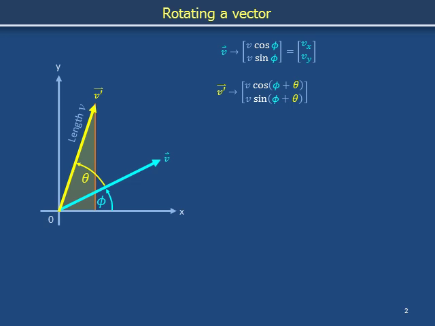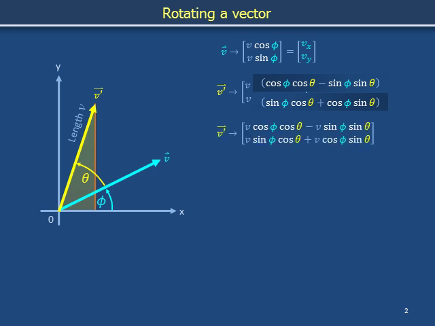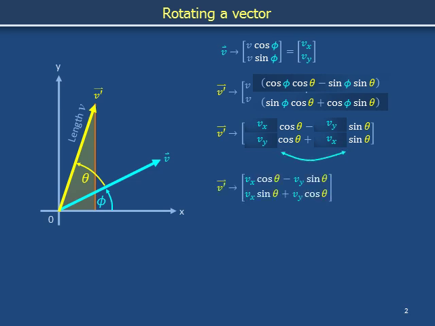Using angle addition formulas, including the one we demonstrated in the video on trigonometric identities, we can re-express the trigonometric functions of phi plus theta in terms of products of trigonometric functions of phi alone and trigonometric functions of theta alone. Multiply the number v distributively. Recognize v cosine phi as vx and recognize v sine phi as vy. Switch the order of the terms in the bottom component so that the term with vx appears first.